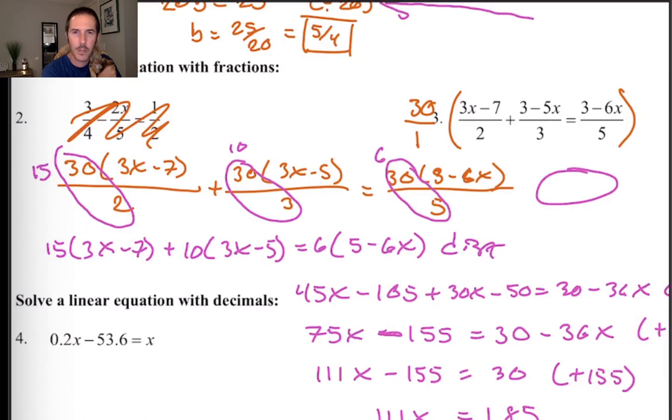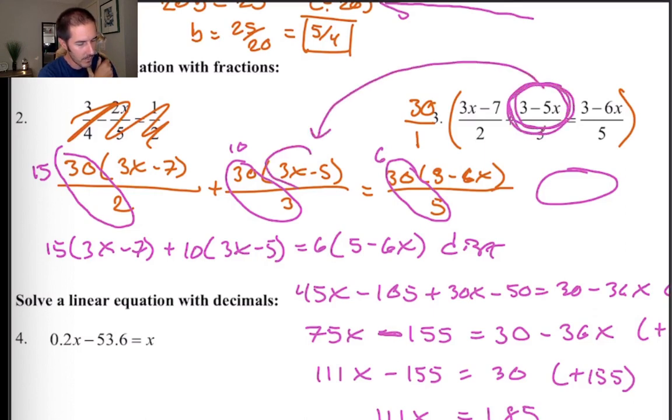3x minus 7, 3... Oh, I found it. I made the mistake a long time ago. Wow. Look at this. See this 3 minus 5x right here? See this 3x minus 5 right here? Mistake. Okay, so you've got to go slowly enough.